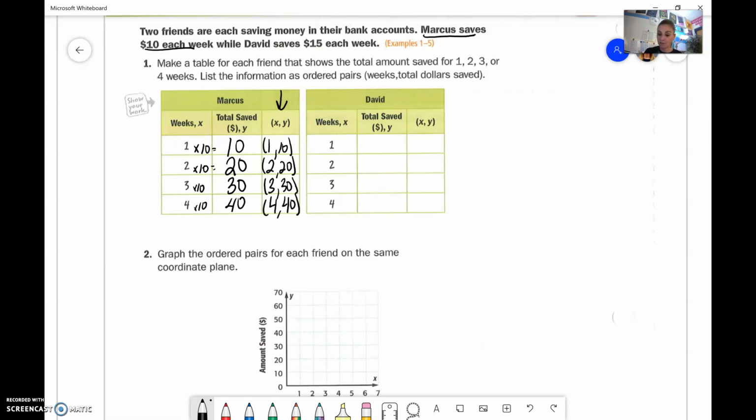Okay, now let's do David. David gets $15 each week. Obviously, David's going to make more money, right? That's a given. Okay, so here we go. 15, 30, 45, and 60. We really multiplied each of these by 15, or we just use the pattern of adding 15. Whatever you feel comfortable with. So (1, 15), (2, 30), (3, 45), and then (4, 60).